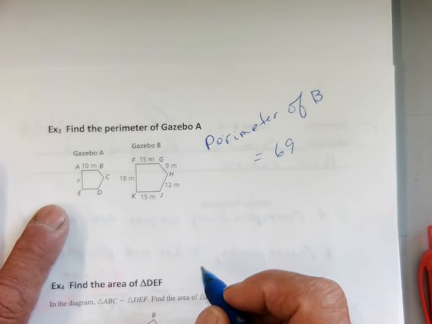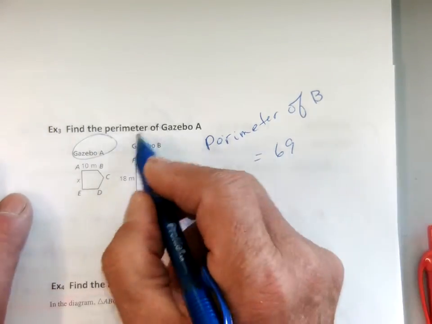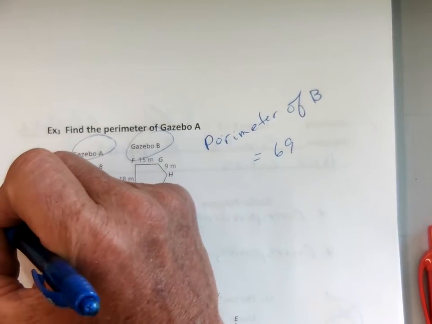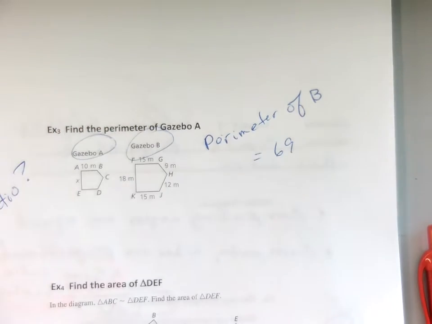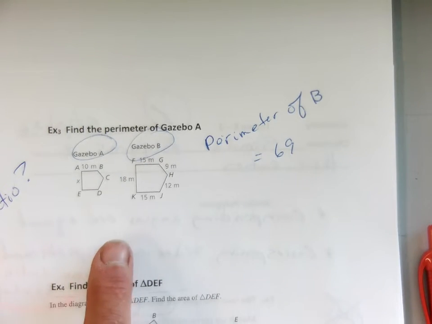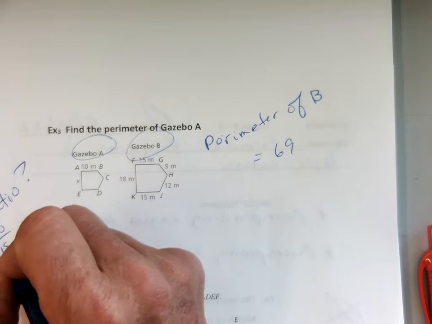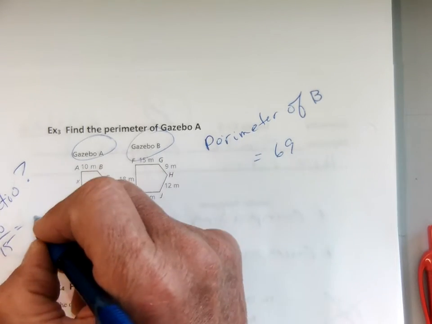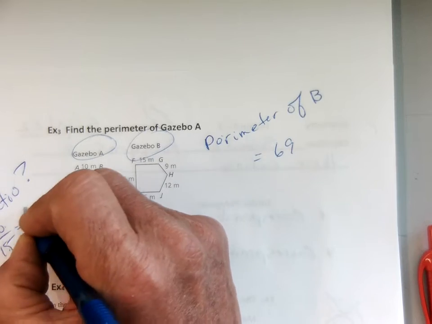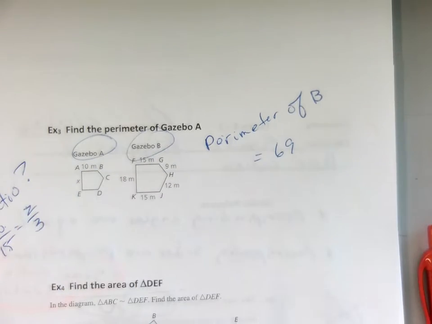Now, the two gazebos are similar. So what I'm going to do is find their ratio. What is their ratio? Okay, well, the ratio is 10 to 15, right? I got those two numbers. So the ratio is 10 to 15, which reduces to 2 to 3, okay? There's my ratio.